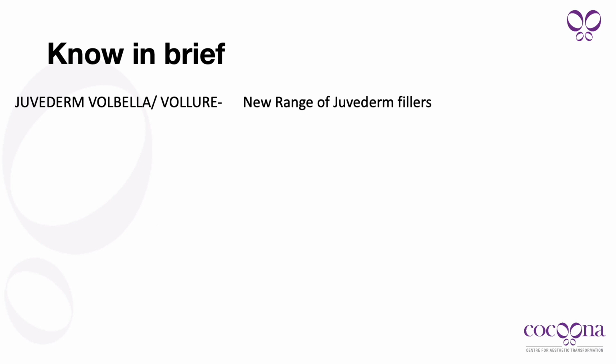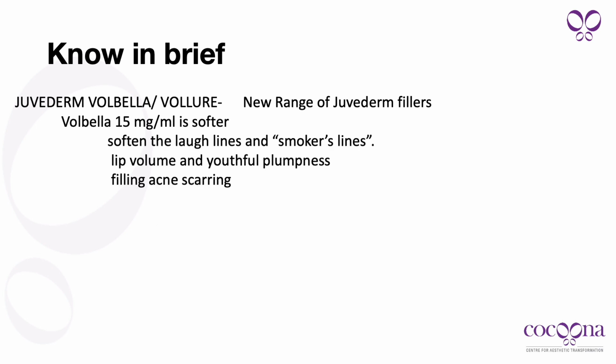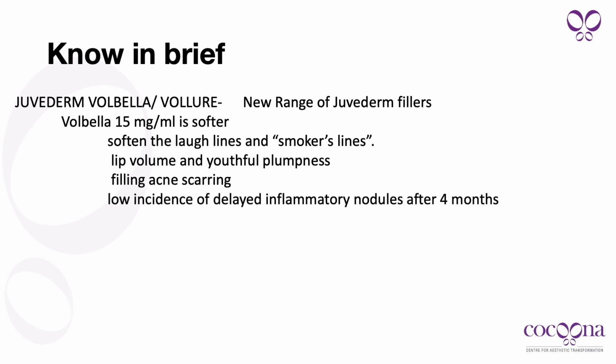I like this new range of fillers, Juvederm Volbella and Volite, or it's also called Volift in some parts of the world. Volbella is 15 mg per ml and it's softer. It softens the laugh lines, smoker's lines. It's good for lip volume, for youthful plumpiness, or for very superficial injections for acne scarring. It has quite low incidence, but it does have delayed inflammatory nodules after a few months. I haven't come across this at all, but theoretically it is known.